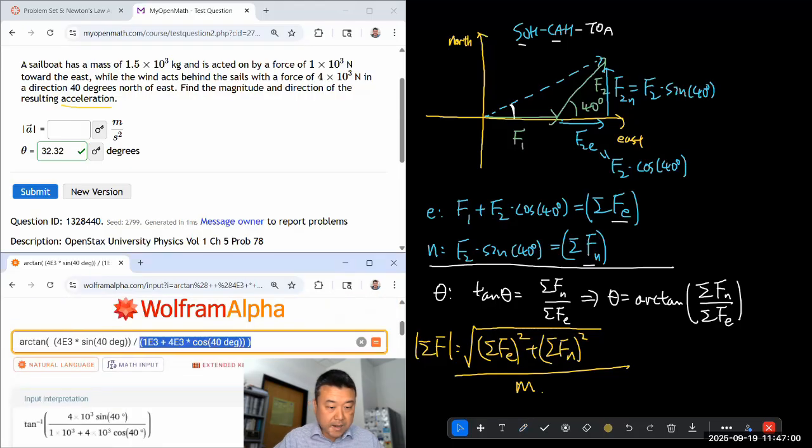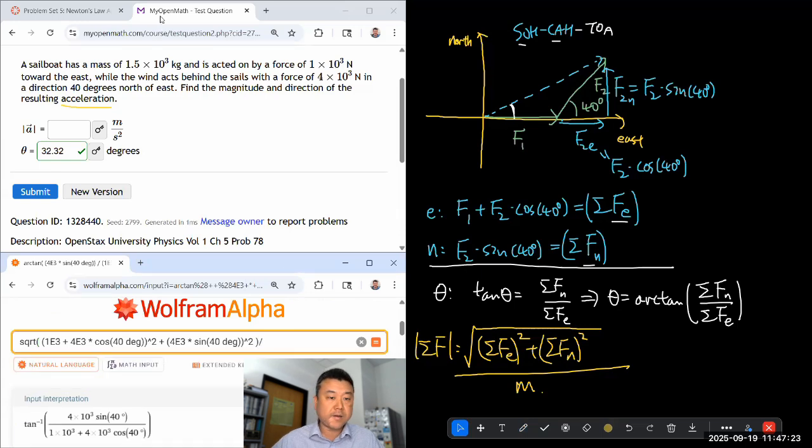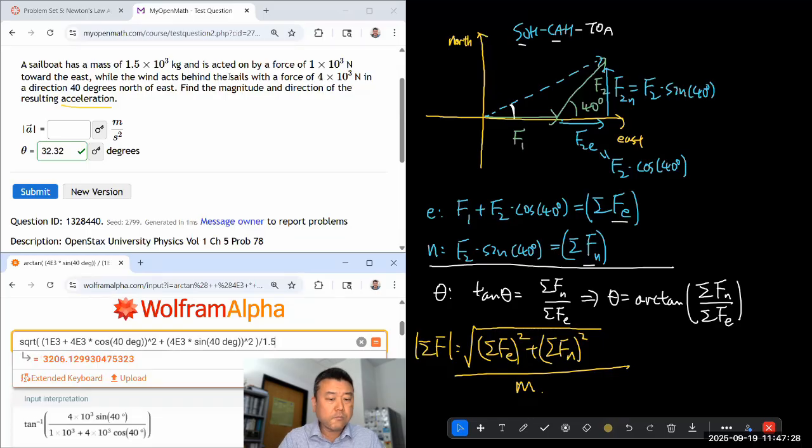So this was the x component. I'm going to take this and square it, add that to this y component, or the northern component, that I'm also going to square. Don't need arctangent anymore, but I do need a square root. So square root of the entire thing. That's the net force divided by the mass, 1.5 times the 10 to the 3. I think all these 10 to the 3s will cancel out. 1.5E3 kilograms. But let me put it in for now. Oh yeah, here I can actually just copy and paste this in.